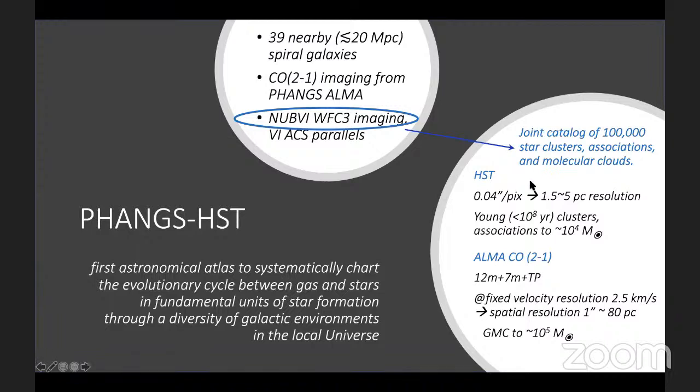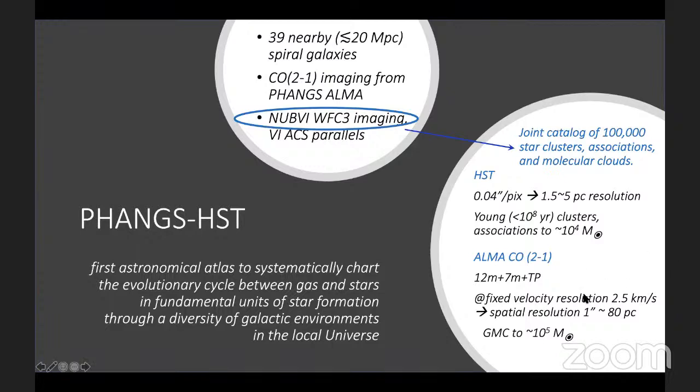Now, this high resolution is required for identifying the basic units of young clusters and associations. And the integration times that we use allow us to probe down to masses of about 10 to the 4th solar masses for young single-aged populations. So young meaning younger than 100 million years.